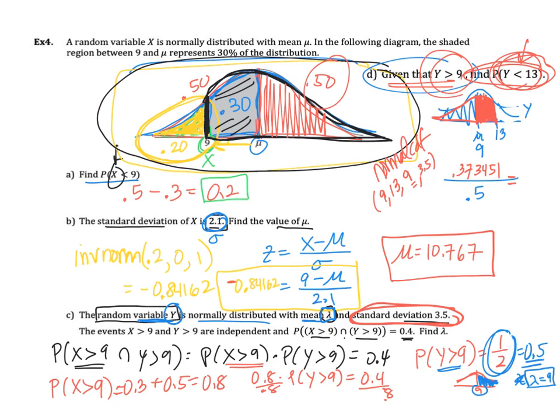That goes in my numerator, divided by the probability of just greater than 9, which we said was 0.5. And when I calculate that, I get 0.7469. So that's my final answer. Given that y is greater than 9, find the probability that y is less than 13. So the probability that y is less than 13 is 0.7469.